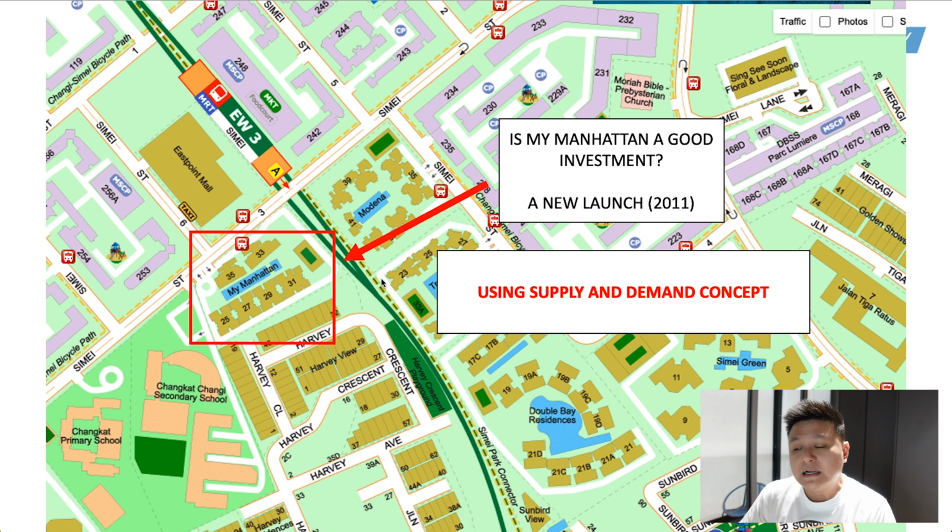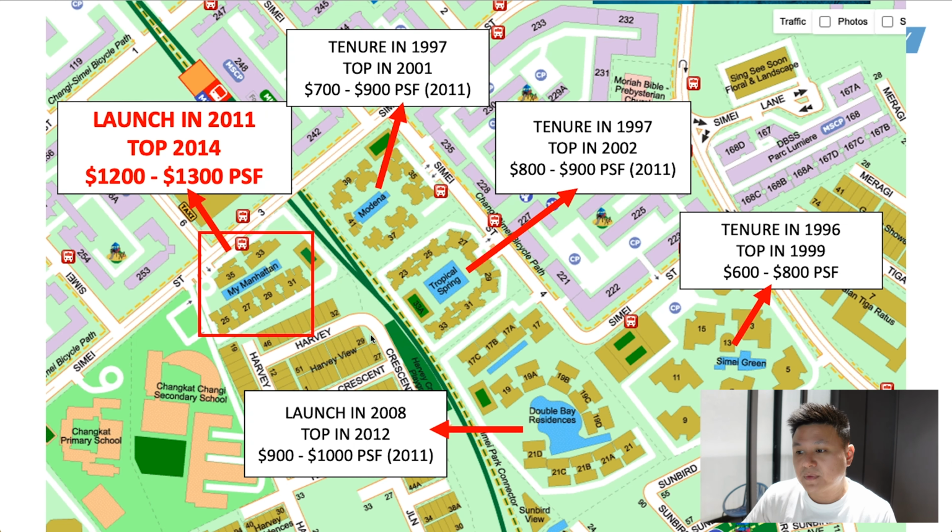So let's go deep into the details. I just want to let you see the whole area. My Manhattan was launched in 2011 and is going to TOP in 2014. And in 2011, the developers were selling it at around $1,002 to $1,003 per square foot, which, if you see my screen, is actually quite expensive.